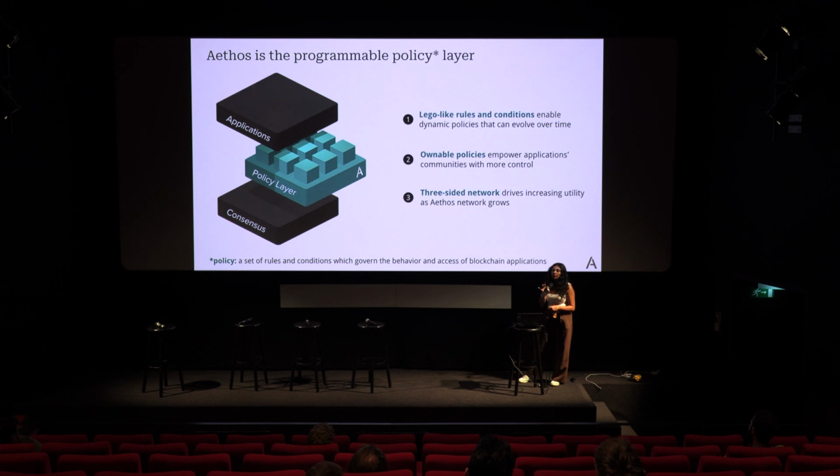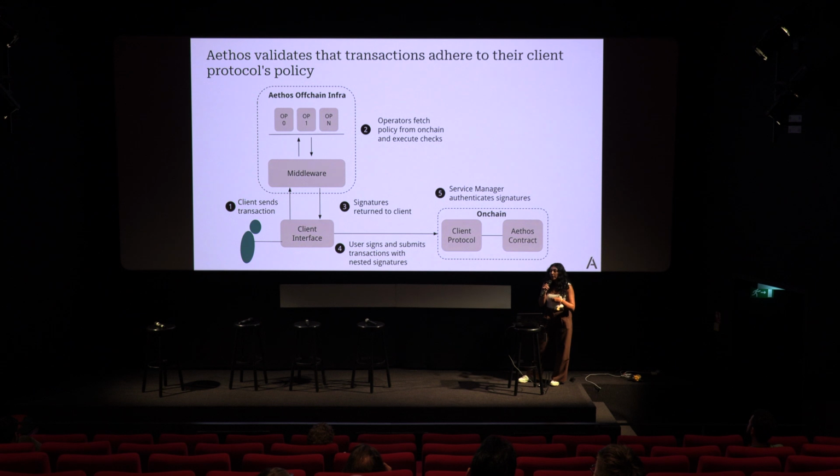We have a three-sided network with applications, operators, and data providers that all work together in order to make these policies happen. And the way that works is through our network. So typically when a user interacts with an application interface that has Aethos integrated, the application will send a message to the Aethos operator network with the transaction details. Those transaction details will then be compared to the application's on-chain policy to determine whether or not the transaction adheres to the policy that the application has set. If it does, they issue a signature that signs the message of yes, it adheres, or no, it doesn't, and that's embedded in the transaction object itself.